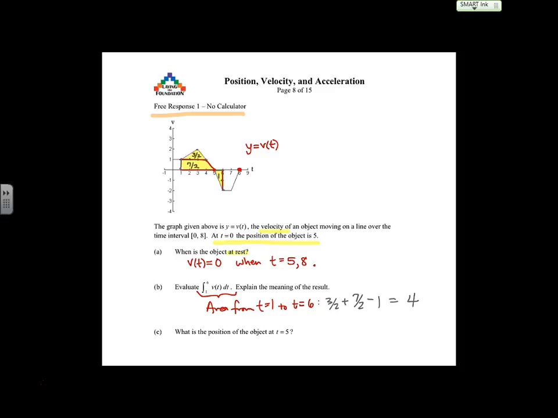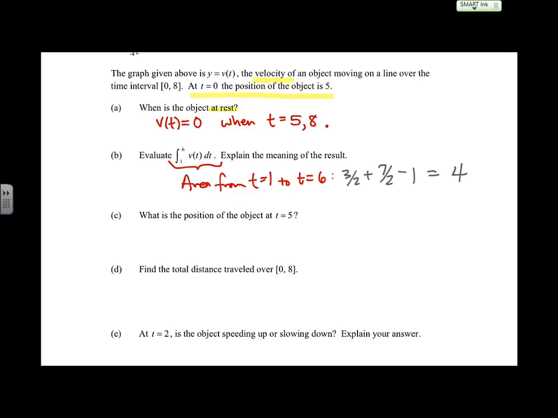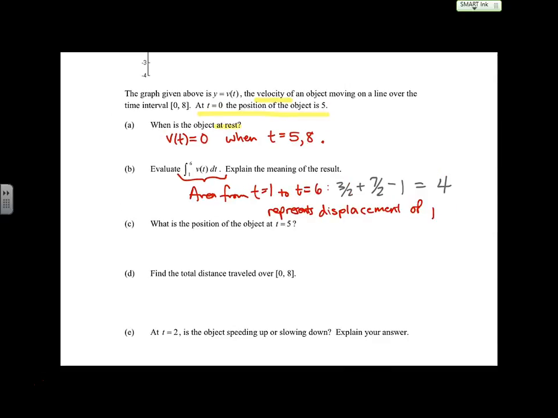But they do ask us for the interpretation of that meaning. We don't need to look at the graph for that. We just need to look at the formula. Kiddos, do you recognize the integral of velocity from 1 to 6? Yeah. We could say it's the displacement. I guess we could say it represents displacement of the particle. Say an object, okay, of the object.